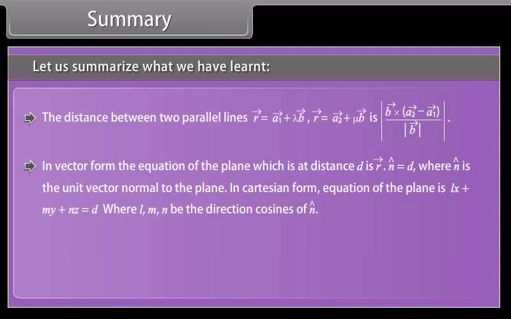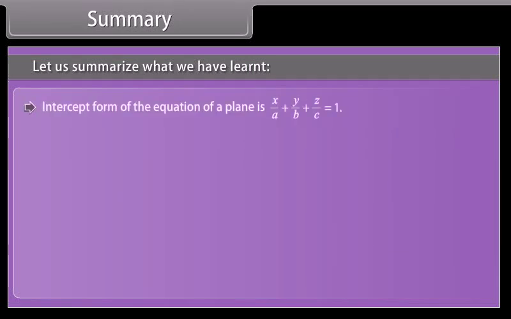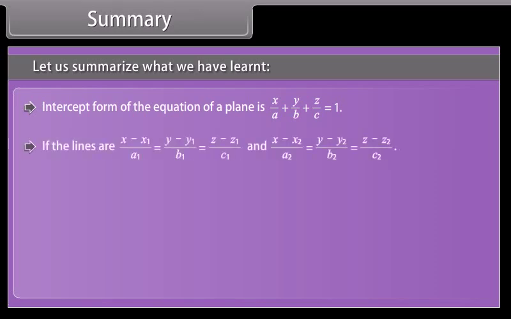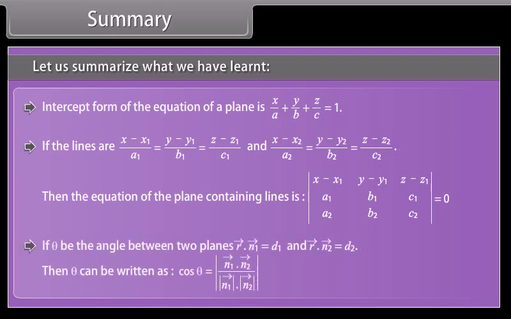In Cartesian form, the equation of the plane is as follows, where l, m, n are the direction cosines of cap n. The equation of a plane perpendicular to a given vector and passing through a given point is, in Cartesian form, as follows, where a, b and c are the direction ratios of the plane. Intercept form of the equation of a plane is as follows. The equation of the plane containing two lines is as follows. If theta be the angle between two planes, then theta can be written as follows.